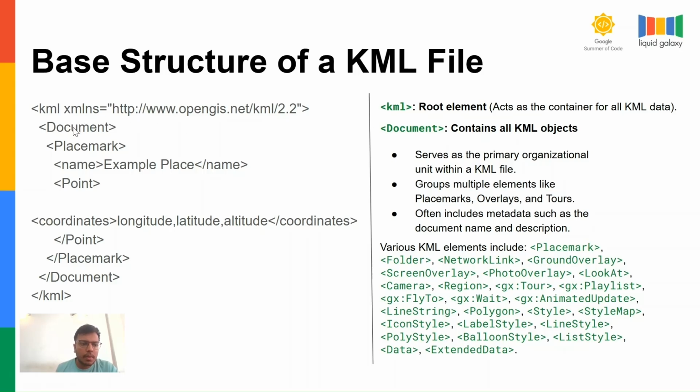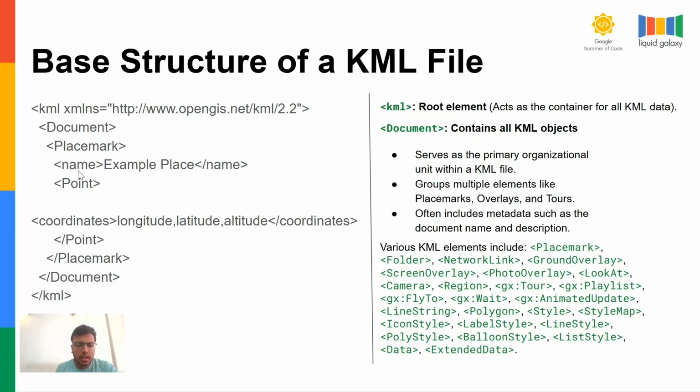The next thing after kml is the Document tag. The Document tag contains all the KML objects, placemarks, icons, network links, folders, and tools. Anything that we create would be contained in a document. It serves as the primary organizational unit within a KML file. It groups multiple elements like placemarks, overlays, and tools, and it often includes metadata such as a document name and description.